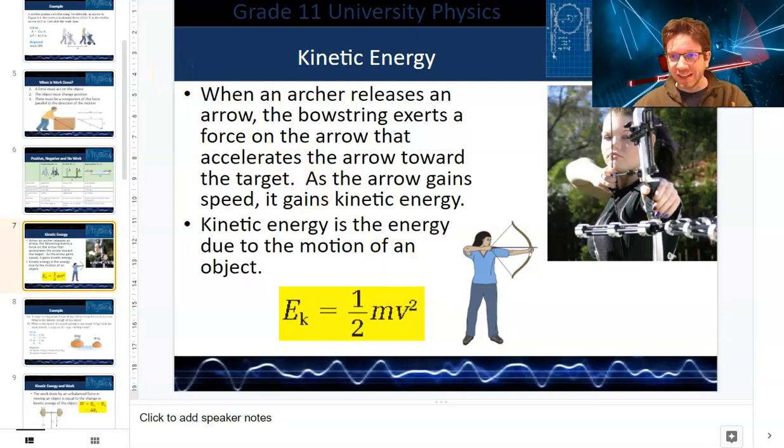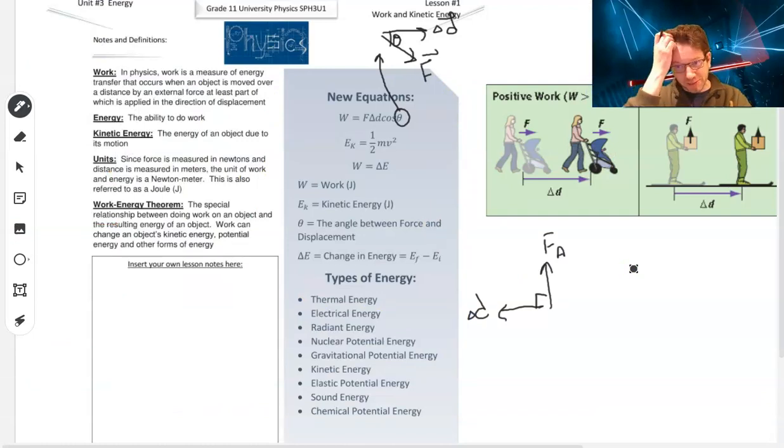And work has to do with kinetic energy in a very specific way. And I've written it here, although I should specify. Let me zoom in here.